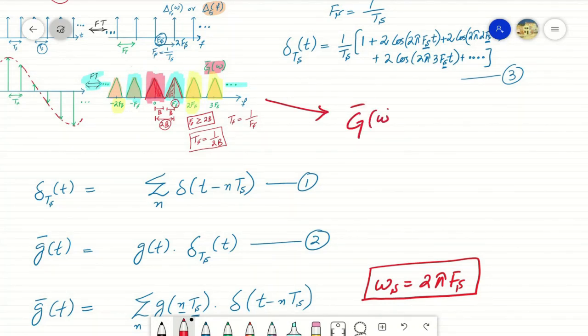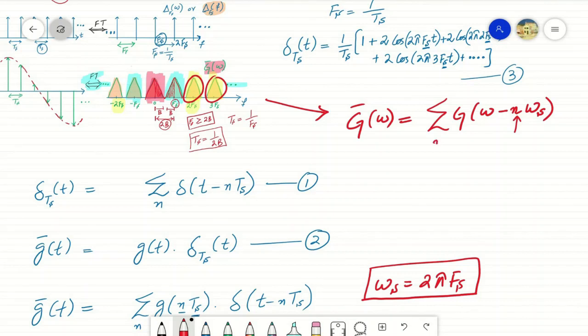for g bar of omega as where g of omega shifted at 0 frequency is available, and another copy of this g of omega shifted at omega s is available, and another copy shifted at 2 omega s is available, and so on. By substituting an appropriate value for n, we can represent one of the copies from this spectrum, and by adding all of these representations together along n, we can write an expression for this sampled signal's spectrum, that is g bar of omega.